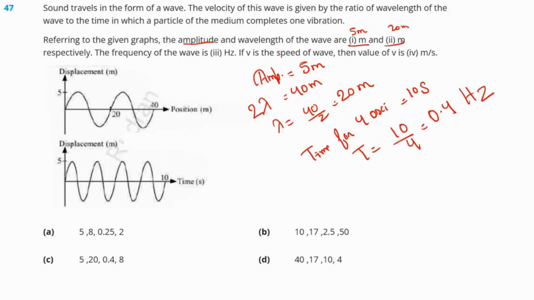Last is the speed of the wave. So, the speed of the wave is v is equal to f lambda. So, what is f here? f is 0.4. What is lambda here? Lambda is 20. So, that is 8 meter per second. Correct? So, our correct answer here is option number C.